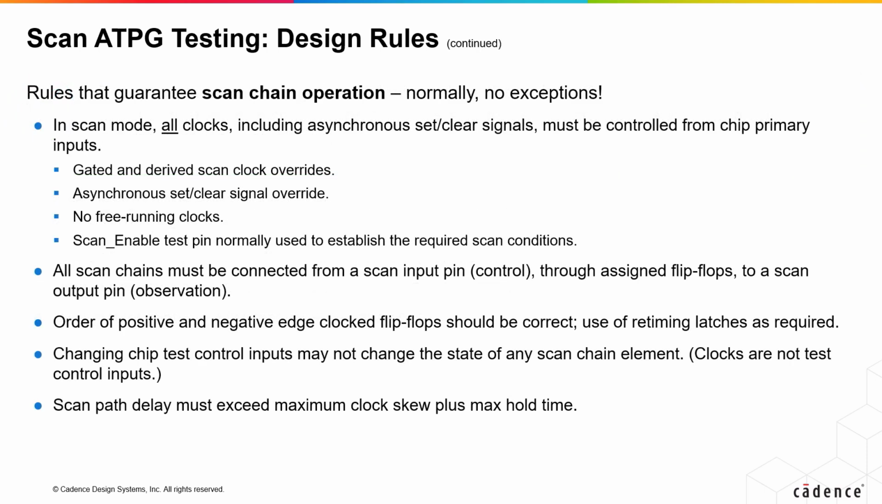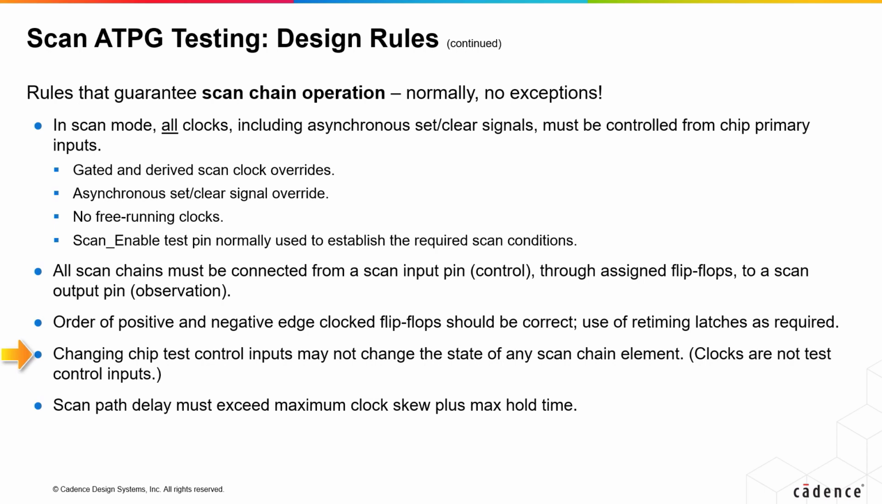Rules that guarantee scan chain operation. Normally no exceptions. Scan chains must originate at a chip input and terminate at a chip output. The chains may not be broken. This ensures that the state of all internal storage elements may be controlled and observed. In an environment where multiple clock domains exist, and flip-flops may be clocked by either edge of the clock, retiming latches and scan chain ordering must be used to ensure that the scan will work robustly. Changing any of the chip test control inputs may not cause the state of storage elements to change.